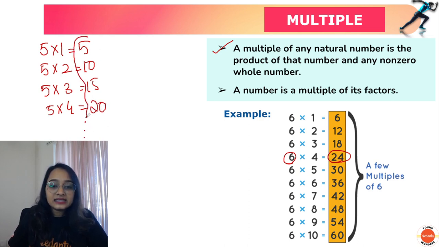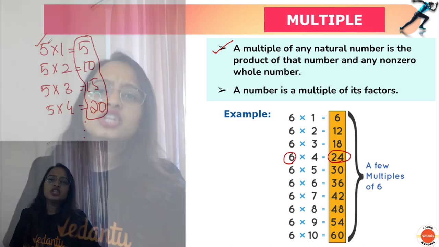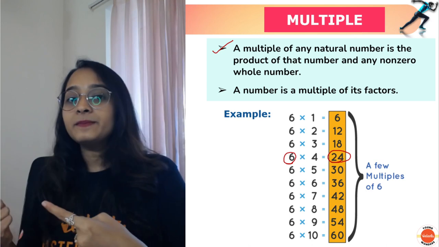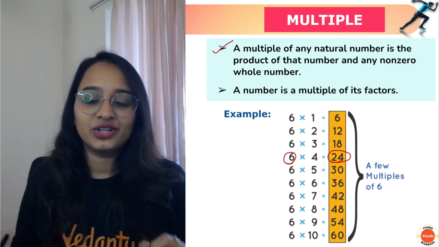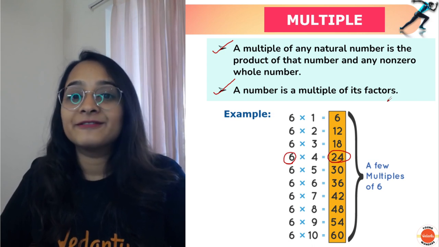So these 5, 10, 15, 20, 25, 30, we call them multiples of the number 5. It can be any number. You just take that number and multiply it with all the natural numbers. A number is a multiple of its factors.